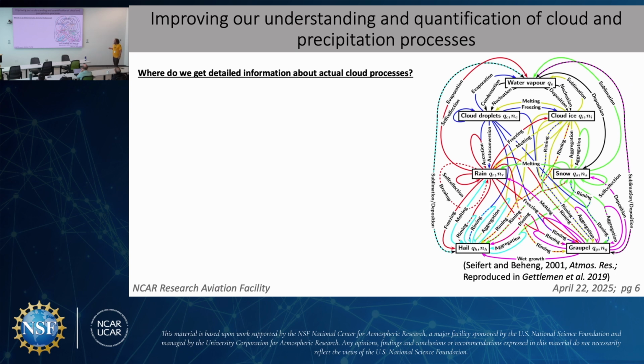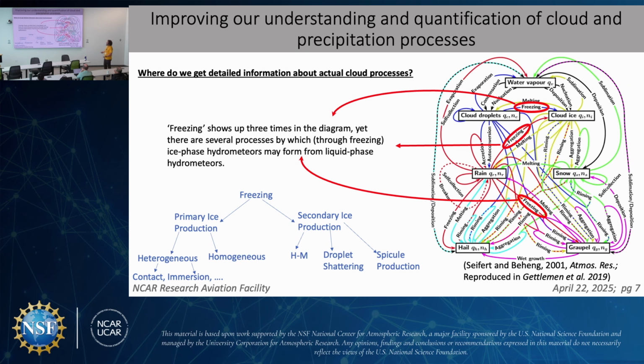Okay, and you start to look at this and you say, well, maybe we can break down some of these processes. For instance, freezing shows up 3 times in this diagram. So how hard can it be to represent freezing? Until we start to think about, well, what ways does freezing occur? It's not just a singular process of freezing, right? We can have primary ice nucleation or secondary ice nucleation.